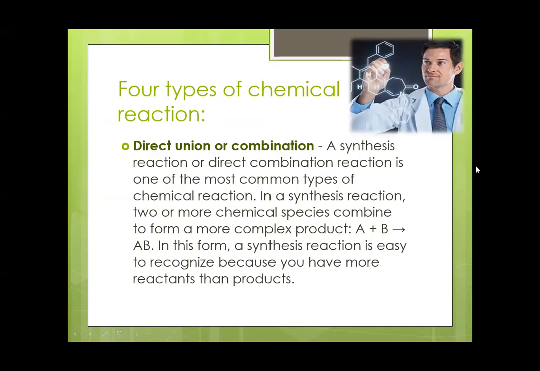Number 1. Direct union or combination. A synthesis reaction or direct combination reaction is one of the most common types of chemical reaction. In a synthesis reaction, two or more chemical species combine to form a more complex product. A plus B is AB. In this form, a synthesis reaction is easy to recognize because you have more reactants than products.